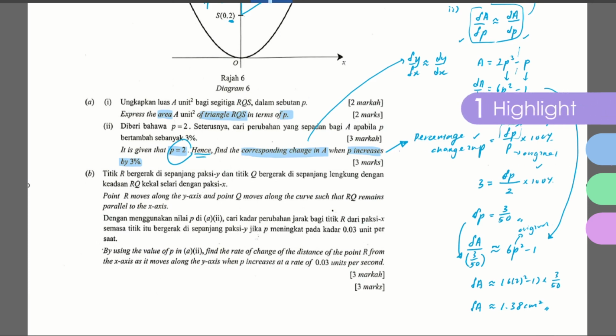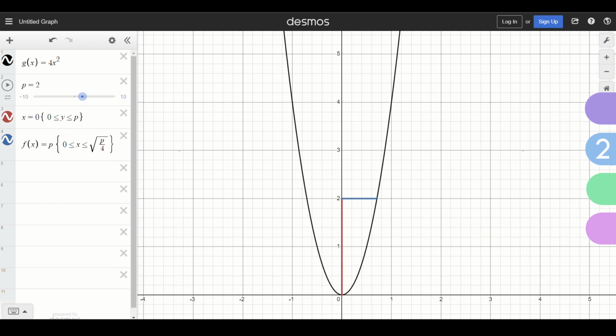And in part B, it says using the value of p used in A2, we need to find the rate of change of the distance of point R from the x-axis when p increases 0.03 units per second. So I plotted the lines and the curve, and the red line represents the length from point R to the x-axis, and the blue line represents the line RQ, which has length of p units. You can see that if p increases, our blue line will increase, followed by the red line. So the question asks, if p increases per second, how much does the red line increase per second?